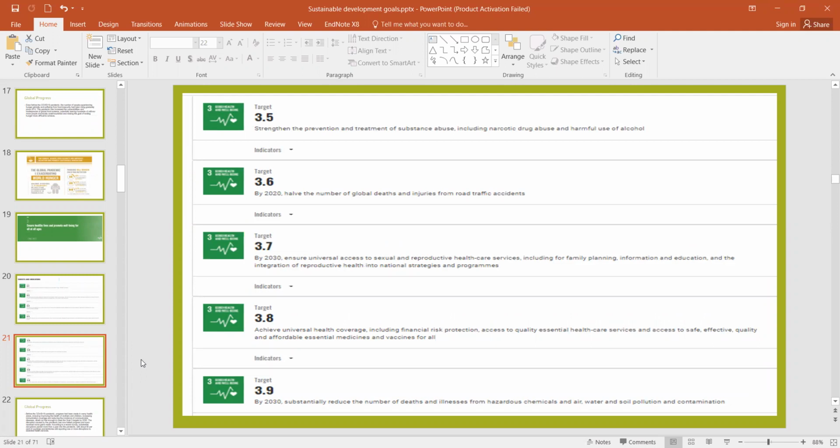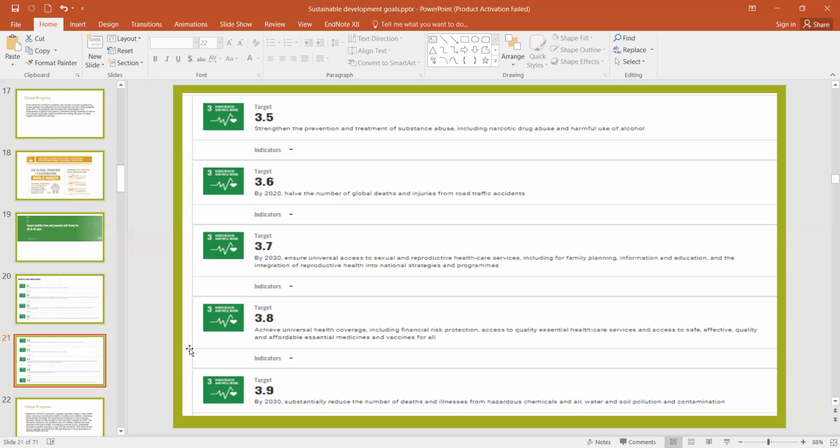By 2030, halve the number of global deaths and injuries from road traffic accidents. By 2030, ensure universal access to sexual and reproductive health care services, including family planning, information and education, and integration of reproductive health into national strategies and programs. Achieve universal health coverage, including financial risk protection, access to quality essential healthcare services, and access to safe, effective, quality, and affordable medicine and vaccines for all.